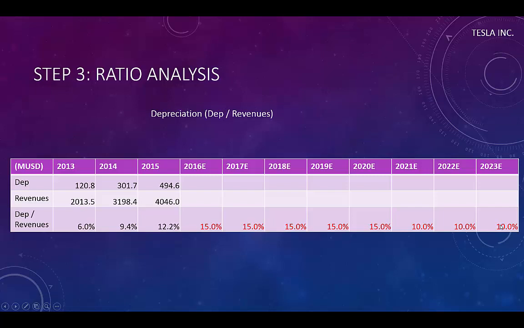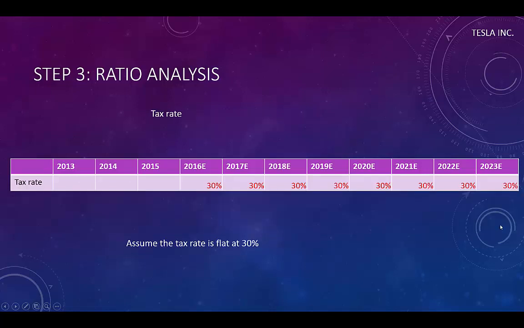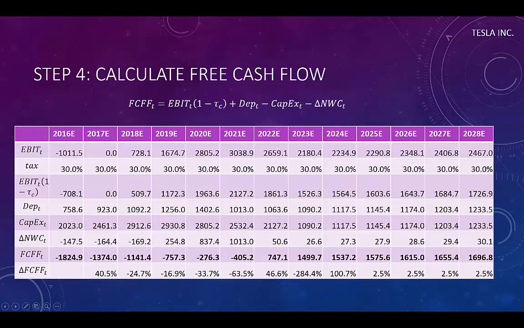In fact, the sum of the investments and depreciation in the steady state period should be approximately equal since the depreciation is just a periodization of the capex. We then calculate the expected depreciation using this ratio and expected revenues. The last element we need is a tax rate. Let's assume that the income tax rate is flat at 30%. We have now completed step 3, the forecasting of cash flows using ratios.